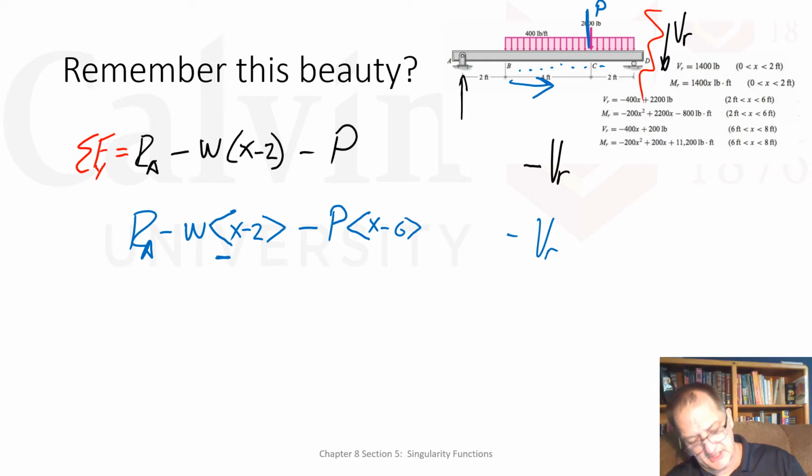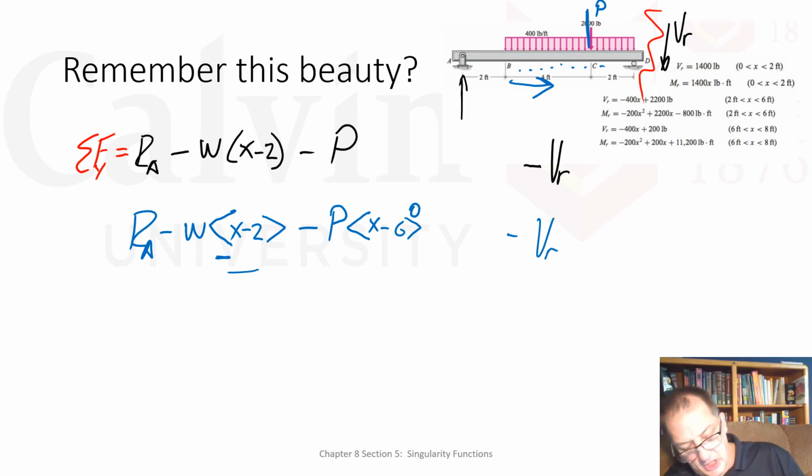X minus 6. But now I'm not multiplying. See, here I was multiplying by x minus 2, which is what I need to do. This one just needs to turn on and off. So I have to change this to the 0th power. Now that function turns on and off.